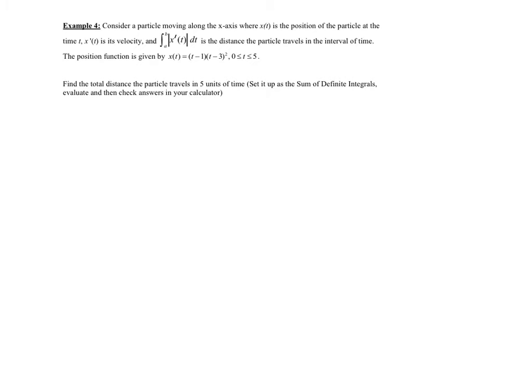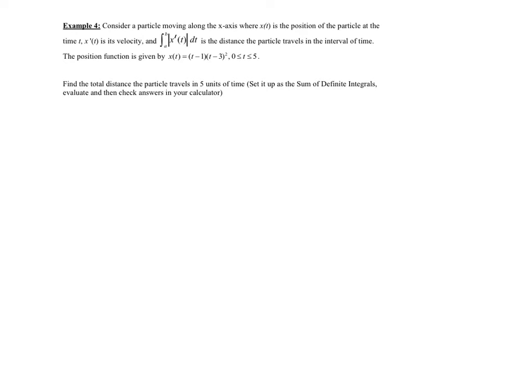So now we have this example 4. We're going to consider a particle moving along the x-axis where x of t is the position of the particle at the time t, x prime of t is its velocity, and the integral from a to b of the absolute value of x prime of t dt is the distance the particle travels in the interval of time.